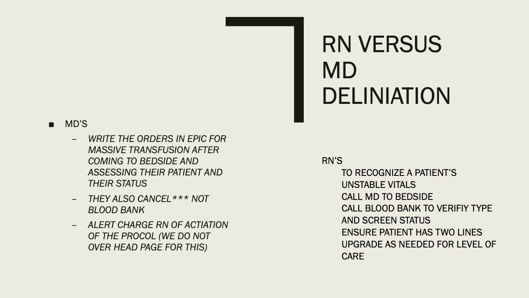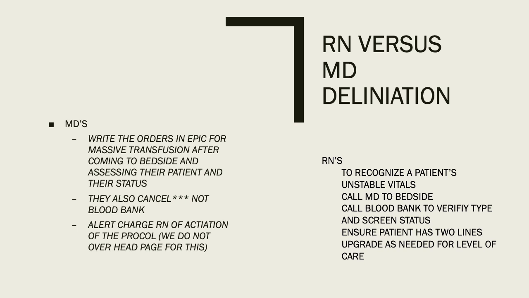The nurse or the charge nurse can then activate saying, hey, our doctor says we need MTP. They call the blood bank on 1258. I don't know if there's a type and screen. Okay, so then it becomes on to the RNs to recognize the unstable vital signs, call the MD to the bedside, verify type and screen status, and ensure the patient has 2 lines. When a patient is bleeding, what is number 1 that we need to do? 2 lines. The protocol also goes into depth.